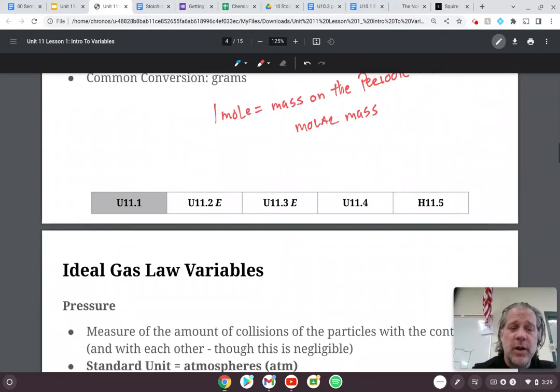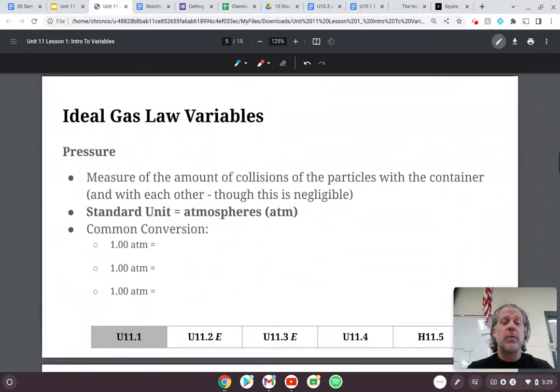The next unit of measure that we can collect is something that we call pressure. The pressure is really measured as the amount of collisions that the particles of a gas have with the container walls. So what that really means is that when particles are moving and they are colliding with container walls, that collision has some amount of force, and that force is equal to what we call pressure. So the standard unit for pressure in chemistry, when we talk about gases, is something called the atmosphere.